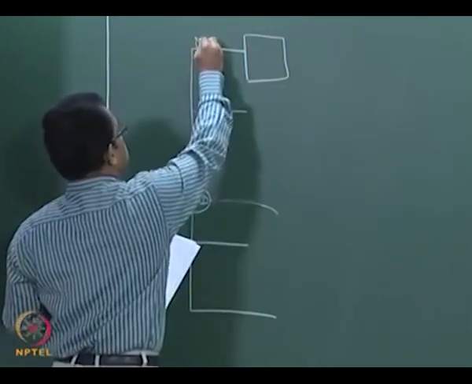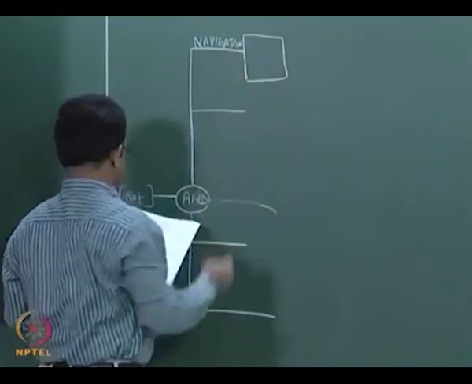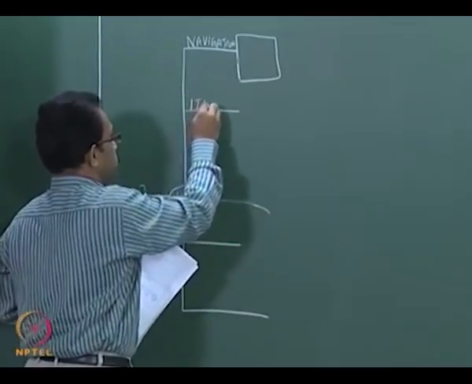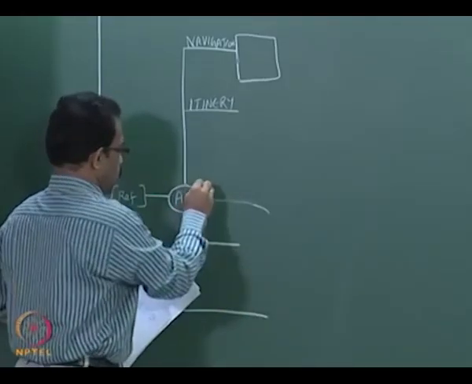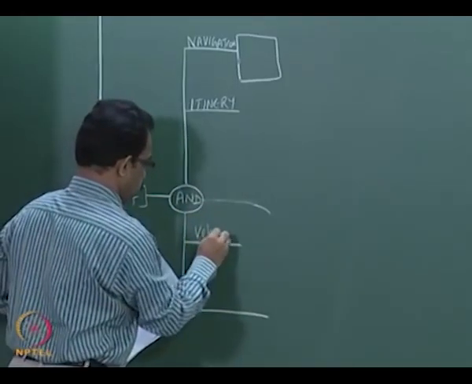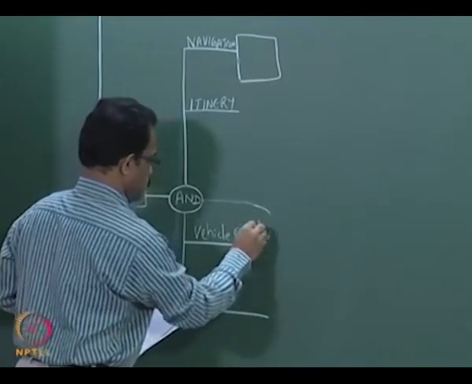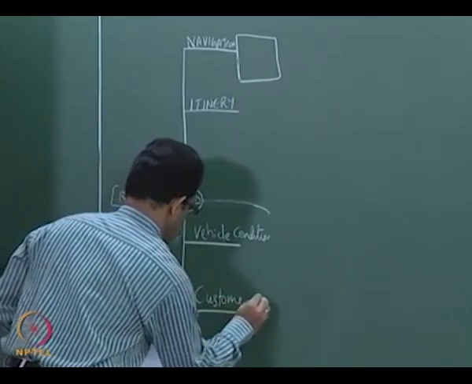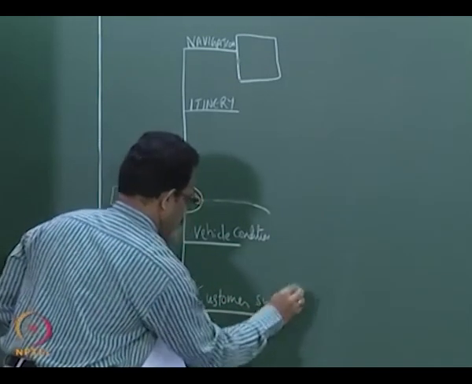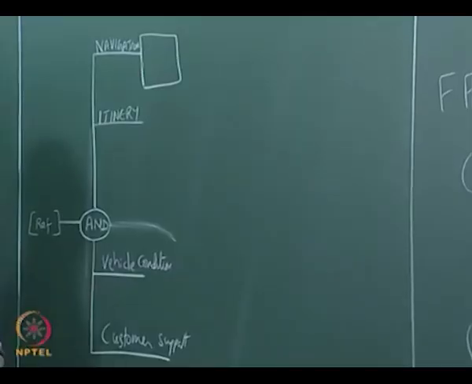So this is the navigation activities. This is the itinerary of the passenger or the person who is using the system, and this is the vehicle condition function, basically looking at the status of the vehicle. Customer support. So these are the 4 functions that need to be executed in parallel in order to provide the required service to the passenger or the person who is using the auto link system.